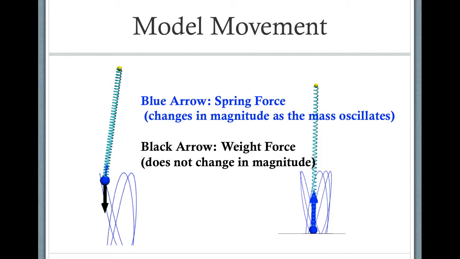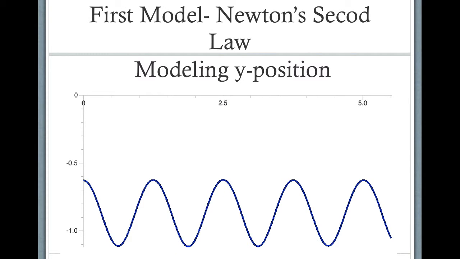Our first model illustrates with the black arrow the weight force, or the gravitational force, and with the blue arrow the spring force. The graph illustrates with the blue line the movement of the spring in the y direction.